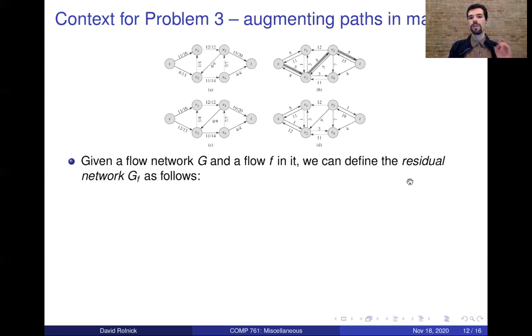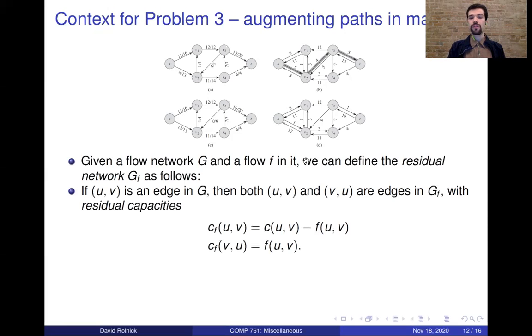Given a flow network and a flow in it, the residual network is defined by saying, okay, this is the flow, again, the flow along all the edges of this network. Here it's 11 out of a possible 16. The capacity is 16. The flow is 11. Here the capacity is 20, and the flow is 15.